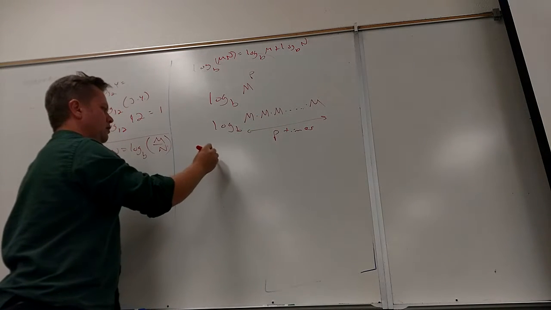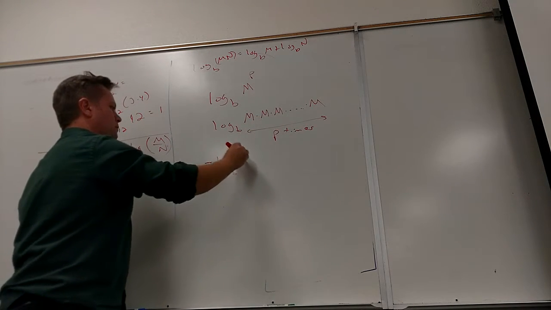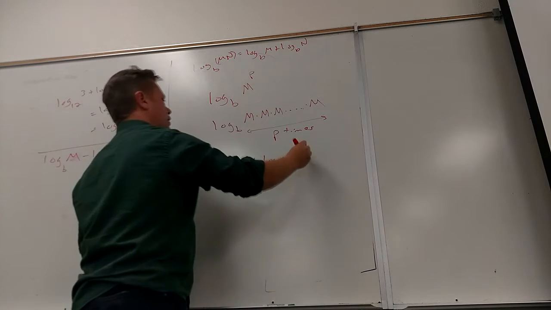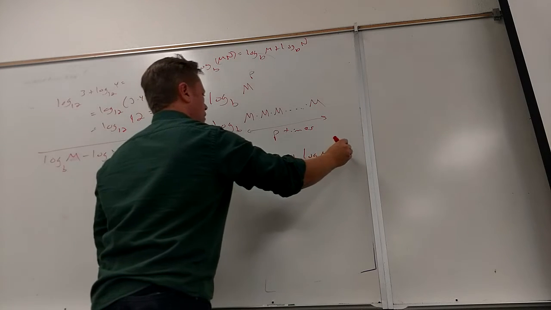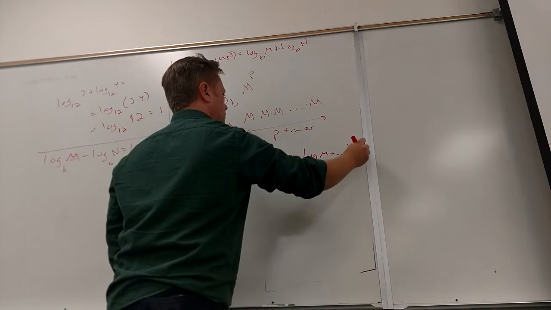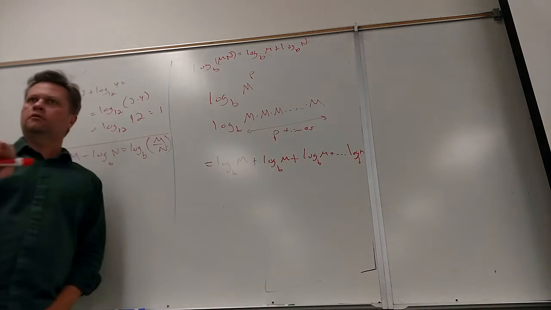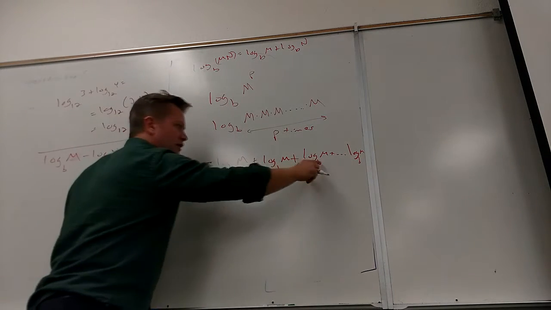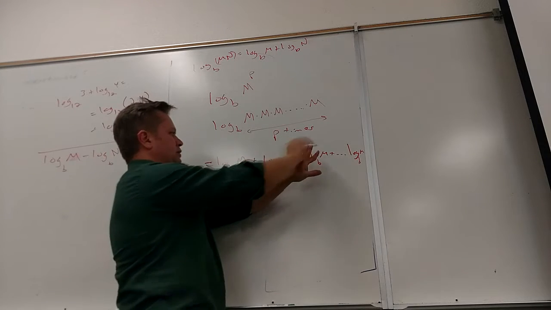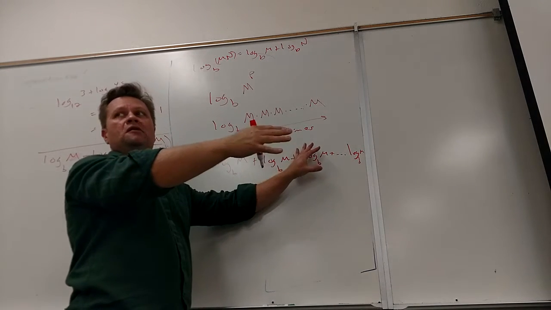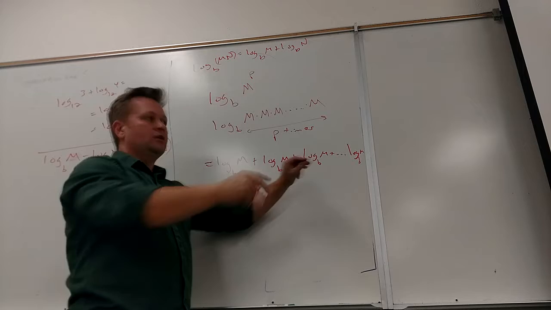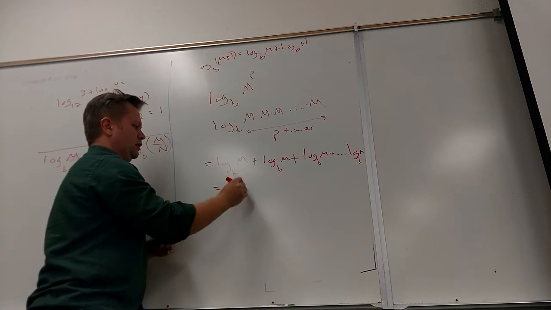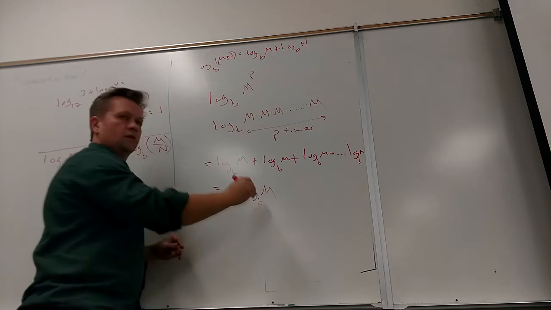So I'm going to get log base b of m plus log base b of m plus log base b of m. How many times am I going to write that? P times. Right? So if I had 2 of these, what's log base b of m plus log base b of m? 2 log base b of m. So how many do I have in a row here? P of them. So this is p log base b of m.